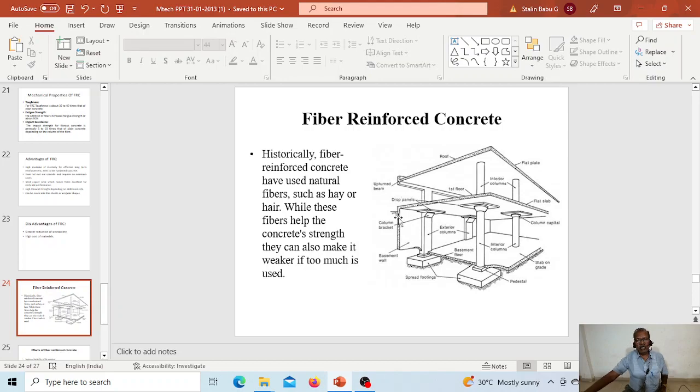That is historic fiber reinforcement. They used natural fibers such as hay. Hay is dry grass. While these fibers help the concrete strength, they can also make it weaker. Already I told you the safe bearing capacity of soil is very weak. At that time we have to use fiber, and too much fiber will give more strength.